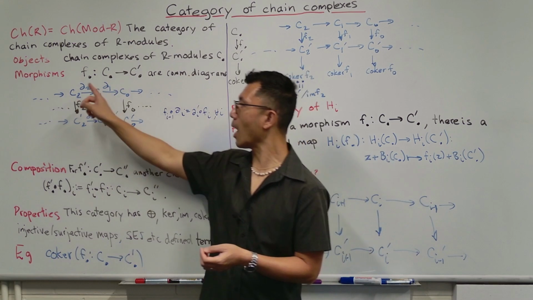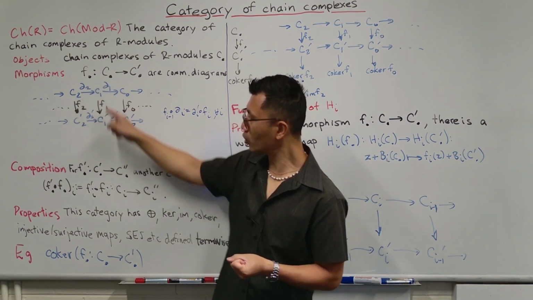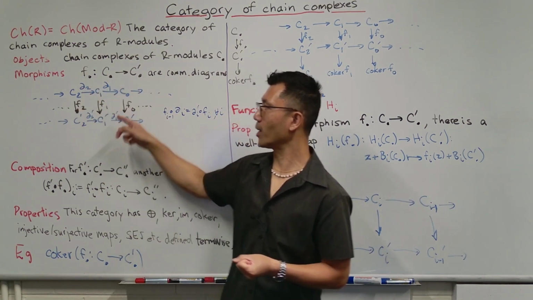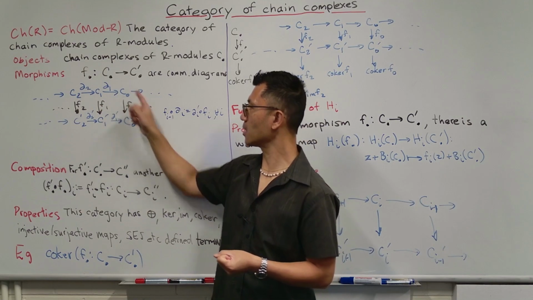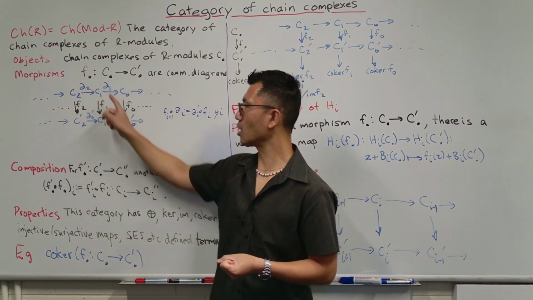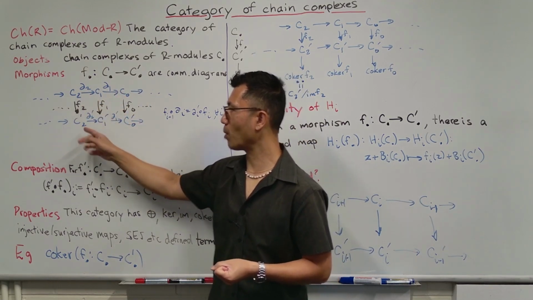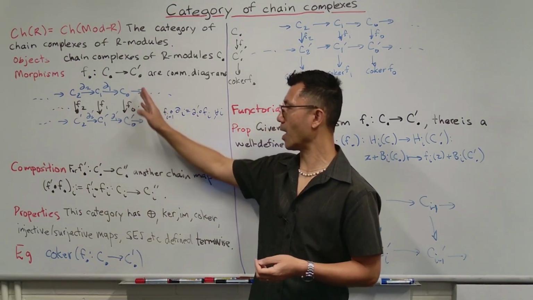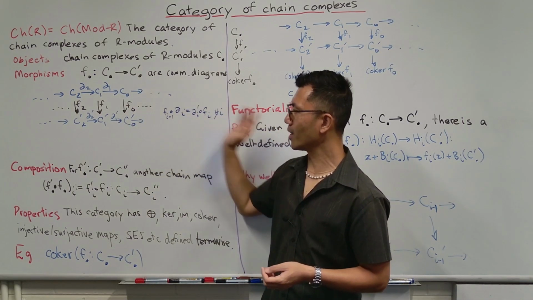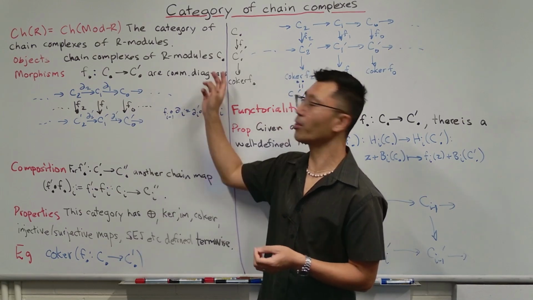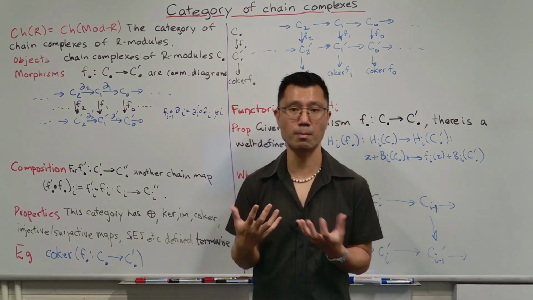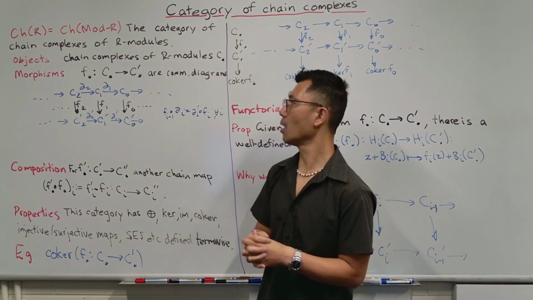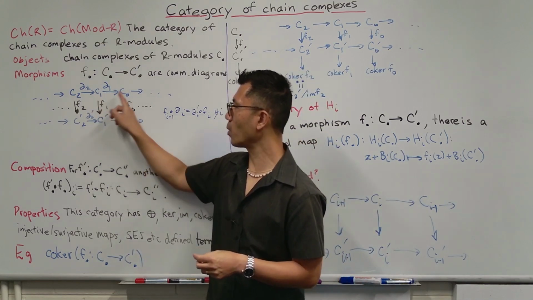Basically it's a commutative diagram of the following form. What we'll do is put in vertical maps between the corresponding terms, from C0 to C0 prime, C1 to C1 prime, C2 to C2 prime, and all the way back to wherever it goes. And similarly for any negative degree terms as well. And we want this to be a commutative diagram. So what does it mean to be a commutative diagram? Basically it means that all these squares commute.